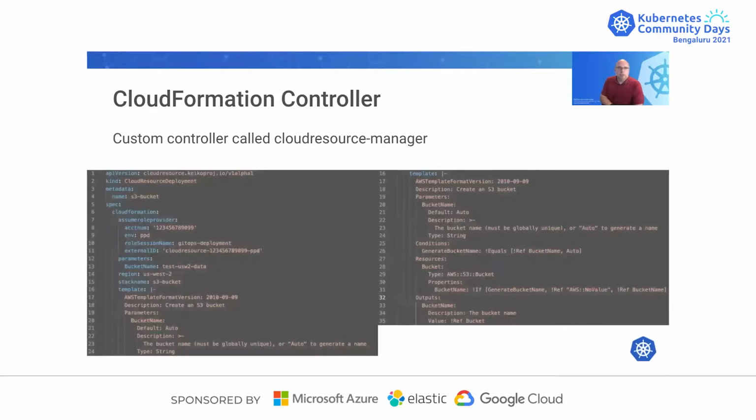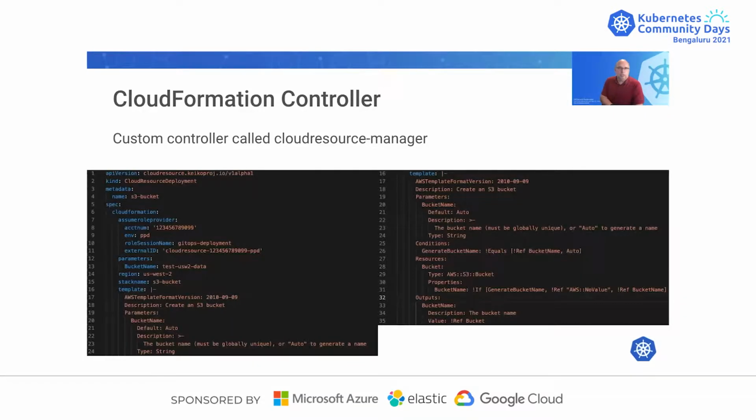So here's what an example CR would look like for a cloud resource deployment. In this case, we're creating an S3 bucket. This first section in the spec, the assume role provider, is used by the controller to manage the connection to the target account and assume the necessary role to actually create the CloudFormation stack. We'll talk a little bit more about that in the next slide.